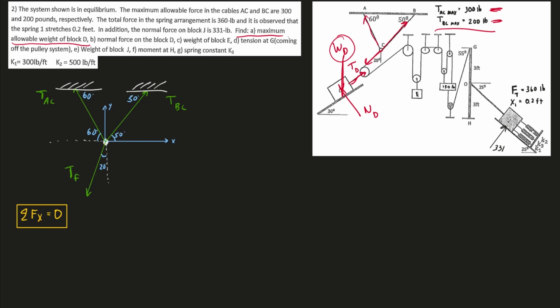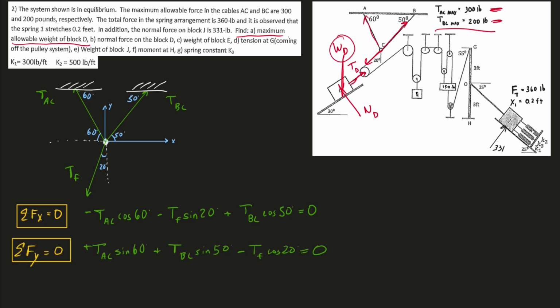So I'll start with summing up the x components of my three forces. So I'll have TAC cosine of 60. That's going in the negative x direction. I'll have a TF sine of 20, also going in the negative x direction. And I'll have TBC cosine of 50, and that one's actually going in the positive x direction. Alright, got that?